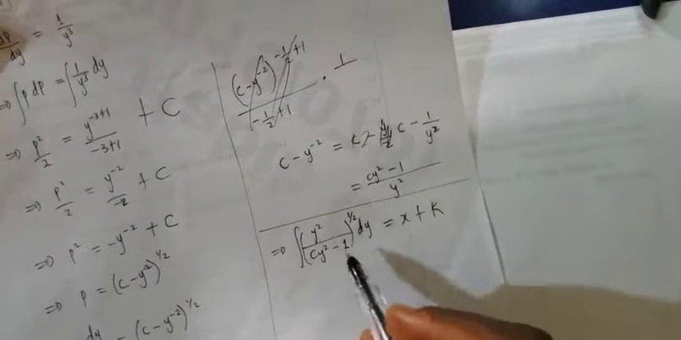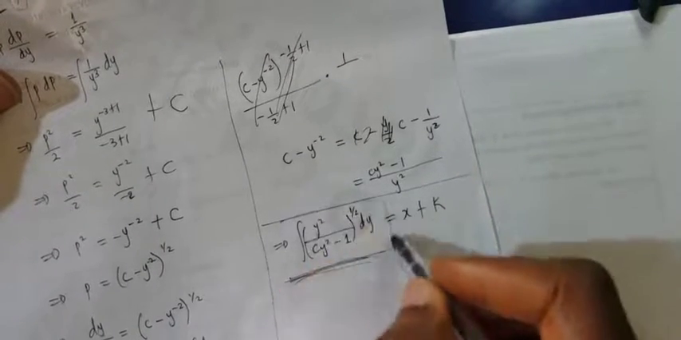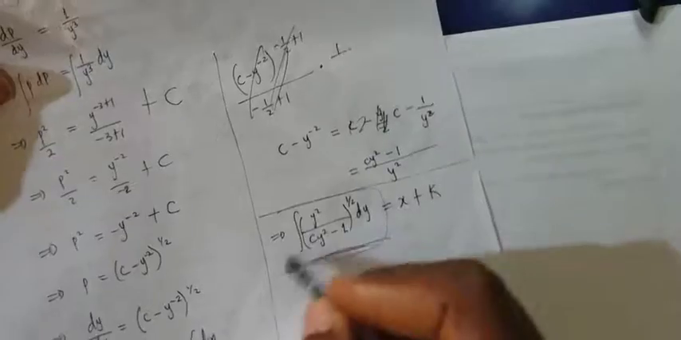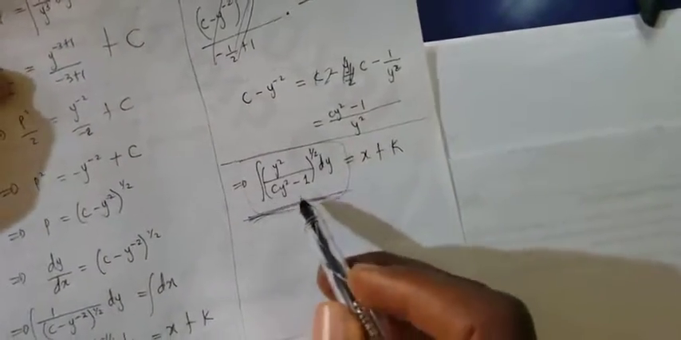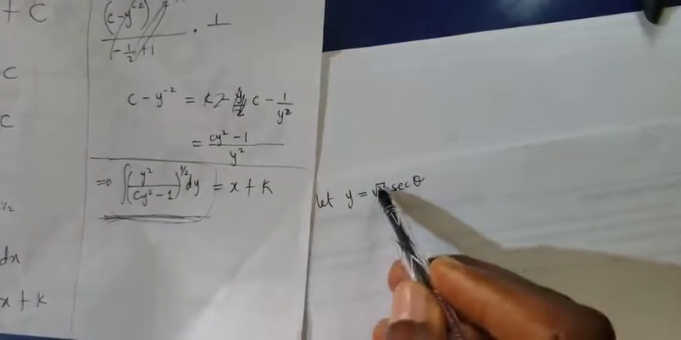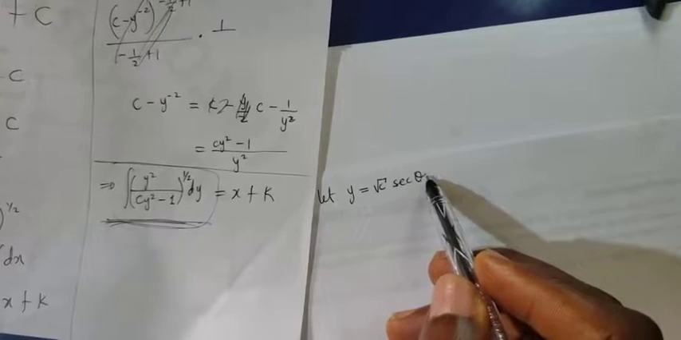To integrate this, let's attempt a trigonometric substitution. The only thing we need to do to finalize this solution is to integrate this, then equate it to x plus k. So let's integrate this. Let y equal to root c, theta sec theta. You see why we're doing that now? We have c y square, so that by the time we square this, we're going to have c sec square theta, then minus 1.